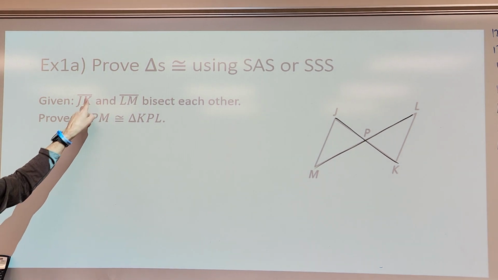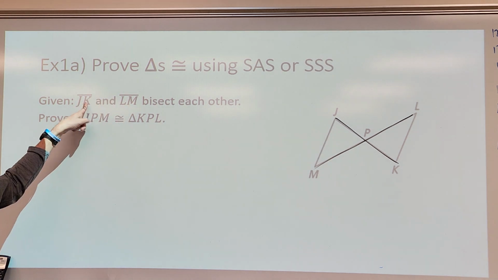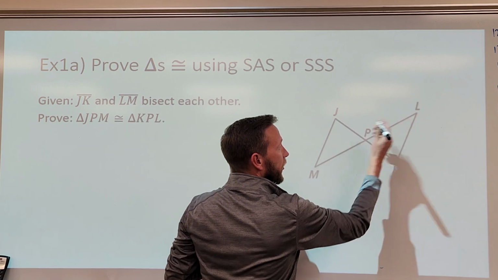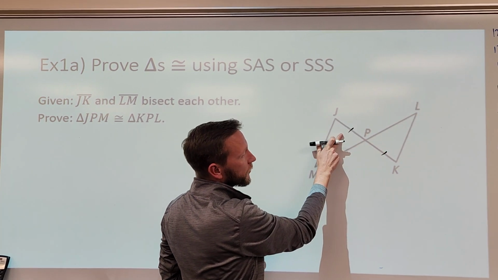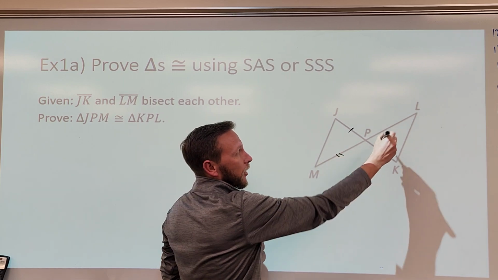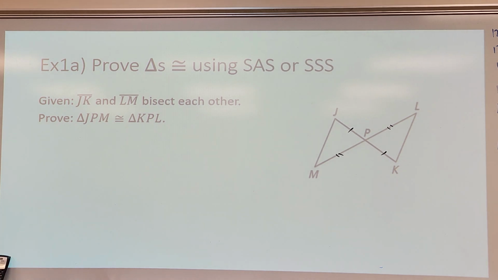So this one bisects that one. It means it cuts it in half. And likewise, this one bisects that one. It cuts it into congruent parts. So that means that this part of JK is congruent to that part of JK. And this part of LM is congruent to that part of LM because those segments bisect each other.